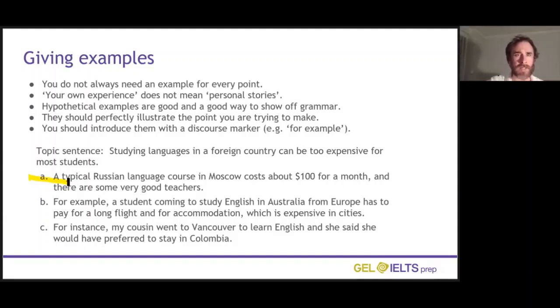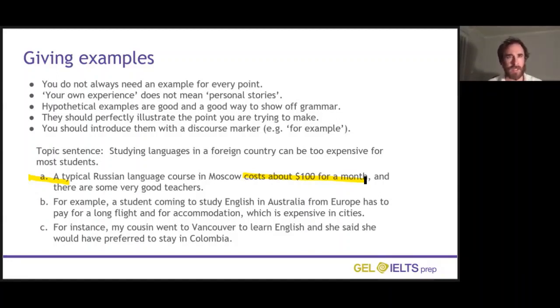Also, they're saying that the language course in Moscow costs about $100 for a month. Now, I don't know Moscow. I don't know if this is too expensive. Maybe this is very cheap for Moscow. So it's not clear to me why this example is being given.